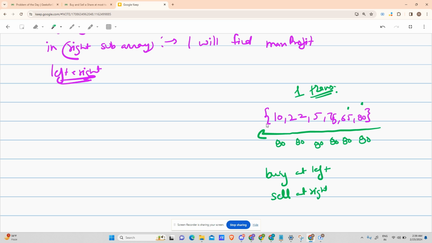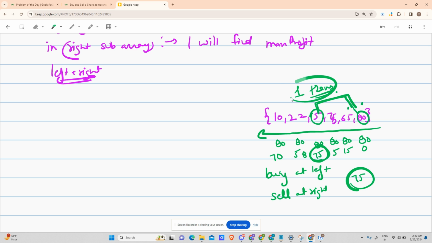Okay. What is the maximum profit I can get? The maximum profit is the difference between these two. So 80 minus 80 will give me 0. 80 minus 65 will give me 15. 80 minus 75 will give me 5. 80 minus 5 will give me 75. 80 minus 22 will give me 58, right? 80 minus 10 will give me 70, right? Now the maximum among these is 75. So I will say this is my maximum profit. You can also check, if I buy a stock at 5 and sell it at 80, then this will be my maximum profit, right? So this is my way to find the answer for one transaction.